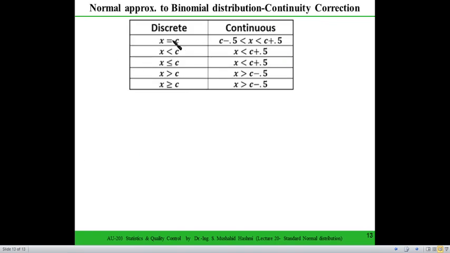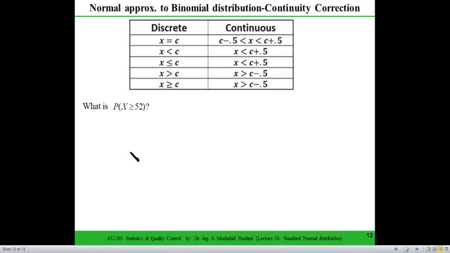Continuity correction works like this: if x is the value of your discrete random variable and you have to convert it into a continuous variable using the normal distribution, then for a particular value c, 0.5 is subtracted or 0.5 is added. Once you are dealing with a continuous variable, you are dealing with intervals. So if x is a discrete random variable and you are dealing with less than c, then it becomes c plus 0.5. And if it is greater than c, then it becomes c minus 0.5.